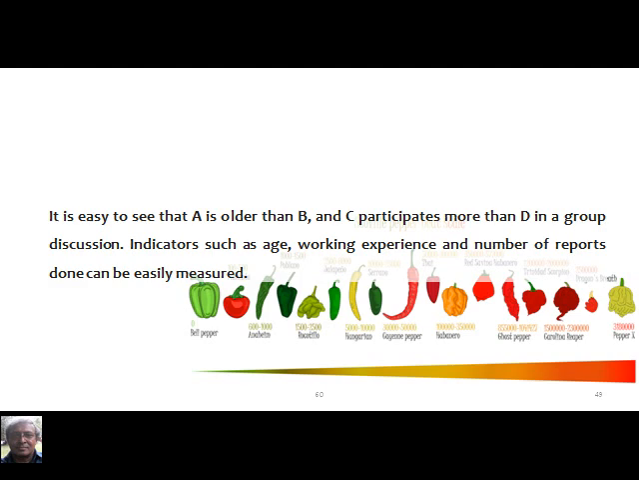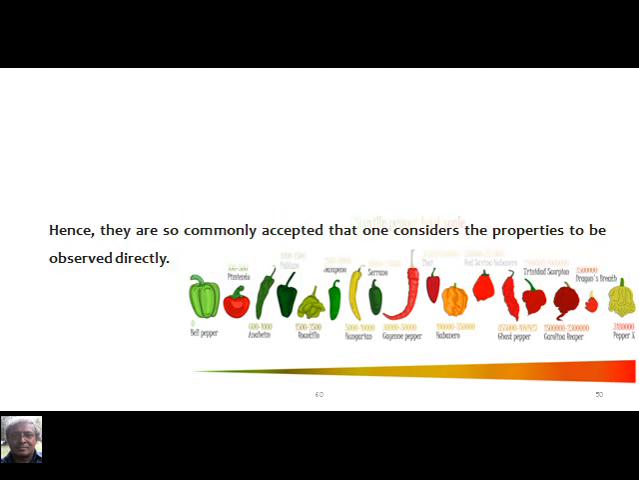It is easy to see that A is older than B, and C participates more than D in a group discussion. Indicators such as age, working experience and number of reports done can be easily measured. Hence, they are so commonly accepted that one considers the properties to be observed directly.